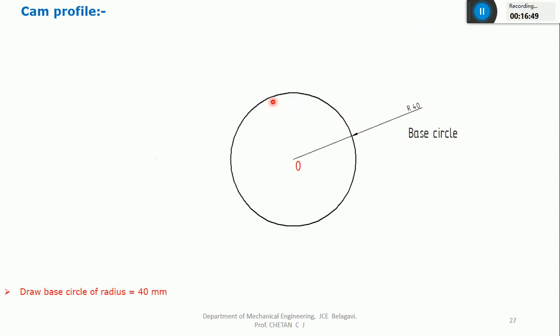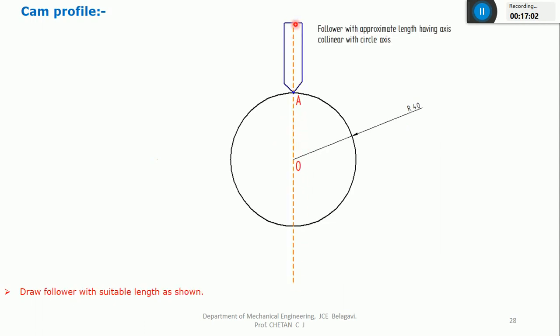So in the first step, we have drawn the base circle with a radius of 40 mm. I have indicated the center of the circle as O. After that, I'm going to draw a vertical axis which is passing through the center O like this. At this point, I'll draw a follower with some approximate length. You can take 4 cm also. Since the lift of this follower is 4 cm or 40 mm, you can draw the height of this follower as 40 mm. And you can see the follower axis is in line with the center of the cam.